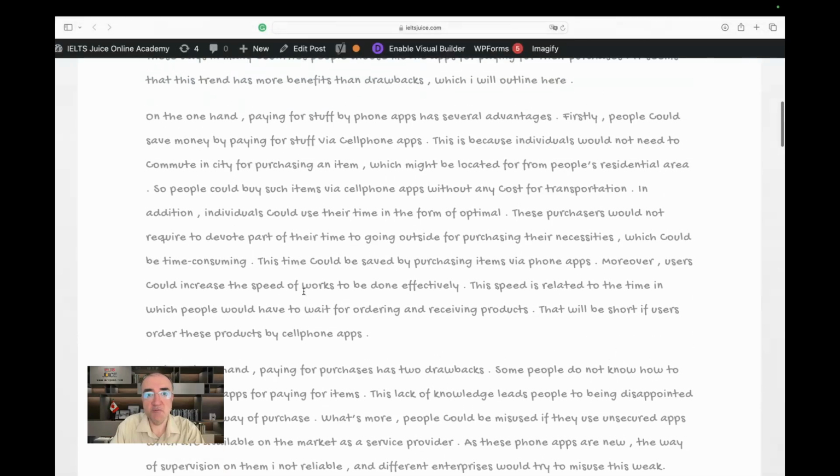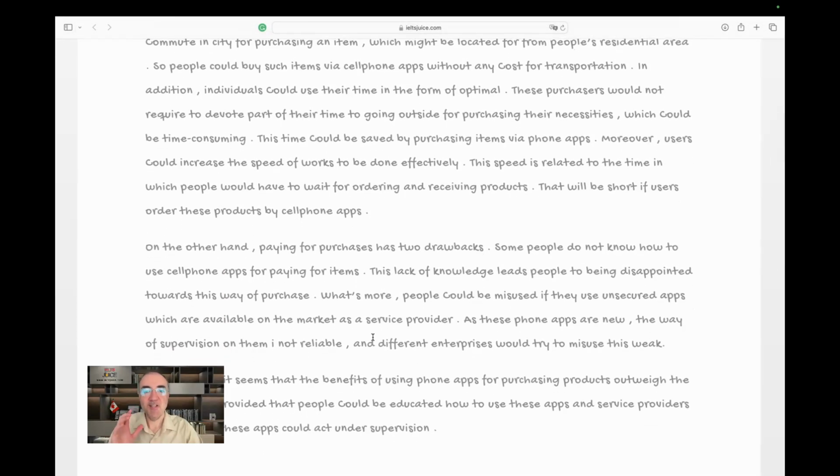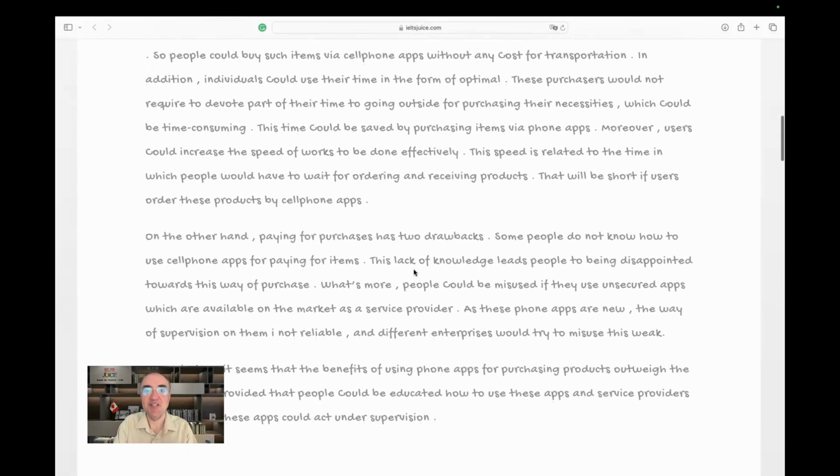So this beefy means big. This big paragraph is responsible for defending the advantages part. This tiny, slim paragraph is responsible for the drawbacks. I love this technique. Physically, I can see that the advantages are more than the disadvantages.